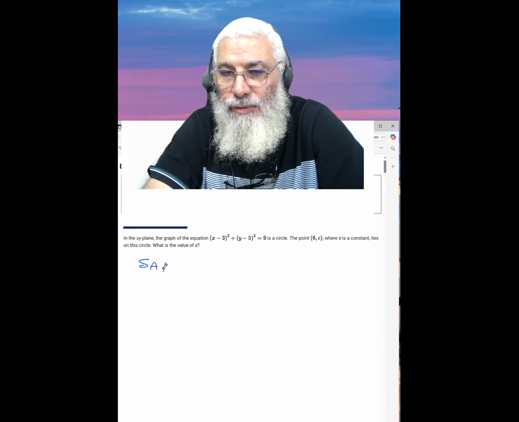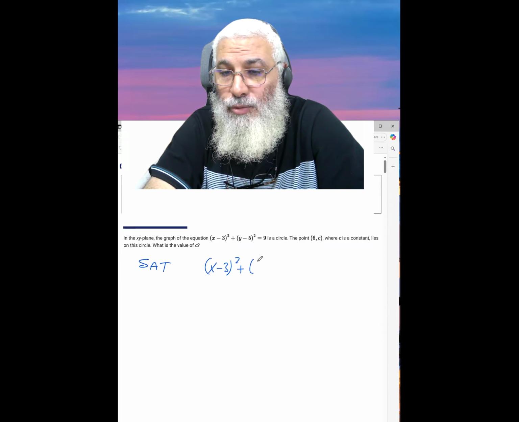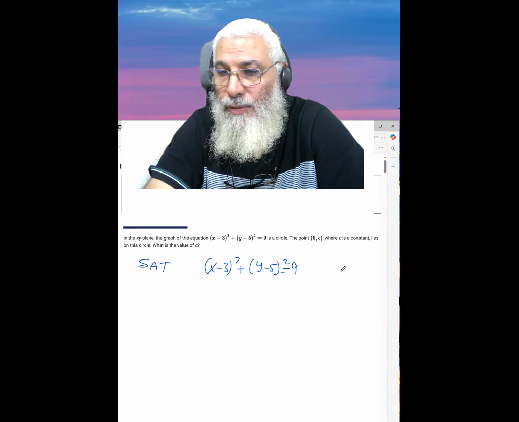Set math questions. In the xy plane, the graph of the equation (x - 3)² + (y - 5)² = 9 is a circle. The point (6, c), where c is a constant, lies on the circle. What is the value of c?